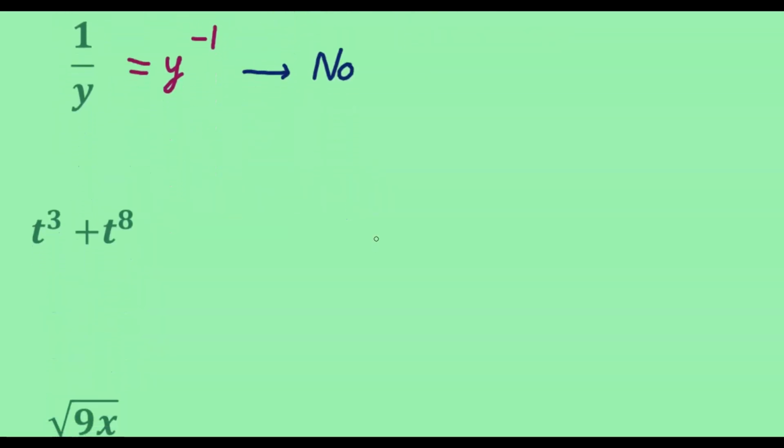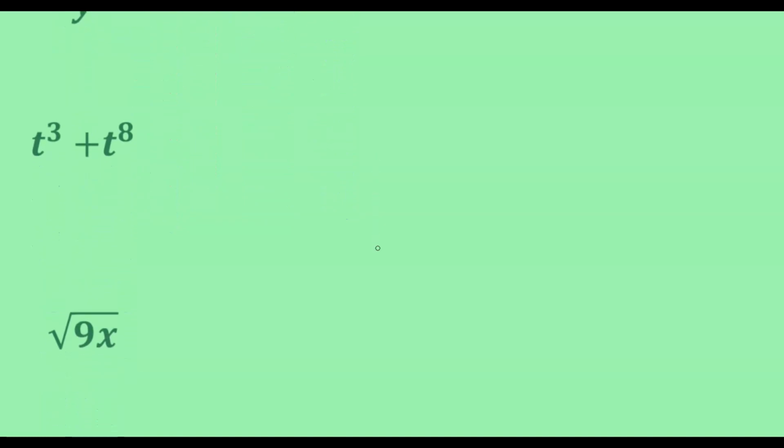Let us consider the next one. We have t to the power of 3 plus t to the power of 8. So we have two terms, t to the power of 3 and t to the power of 8. And in both cases, we have a variable t raised to the power of a whole number. This is because 3 is a whole number and 8 is also a whole number. So the answer for this one will be yes, this is a polynomial.